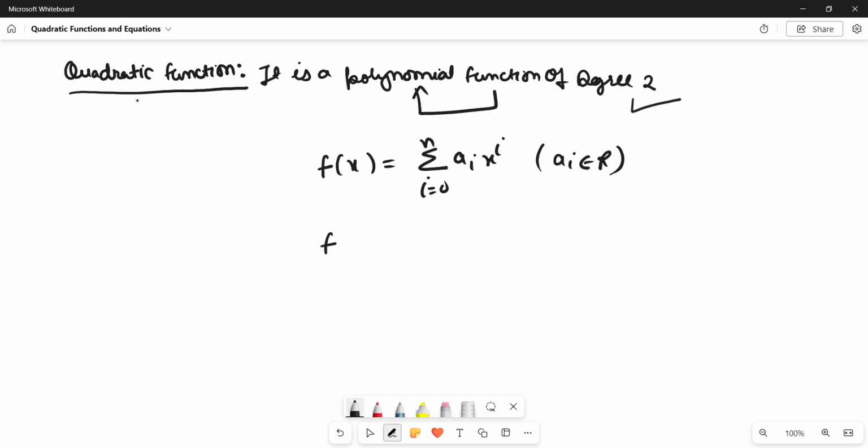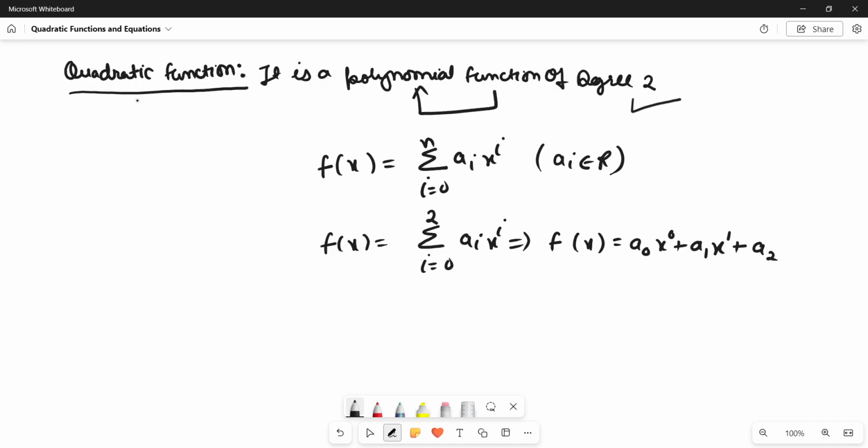So if f of x is equal to summation i goes from 0 to 2 of a_i x raised to i, which implies f of x equals a0 x^0 plus a1 x raised to power 1 plus a2 x square. You can also write it as f of x equals a2 x square plus a1 x plus a0. This is nothing but a quadratic function.